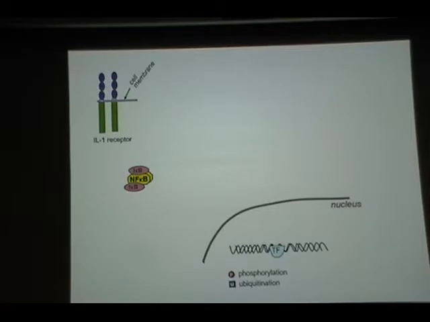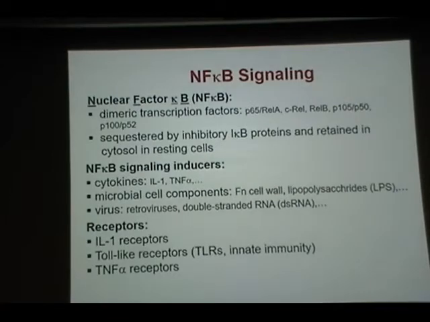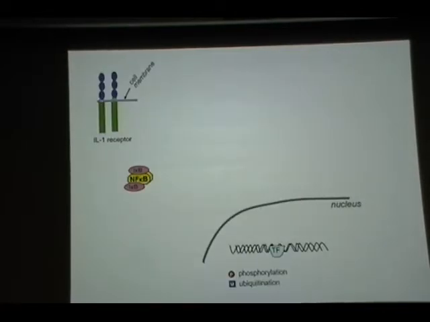Okay, so what does NF-kappa B tell the cell to do? It's involved in many different functions, like cell protection, apoptosis, and also stimulating production of other cytokines. Specifically, it's involved in inflammation.